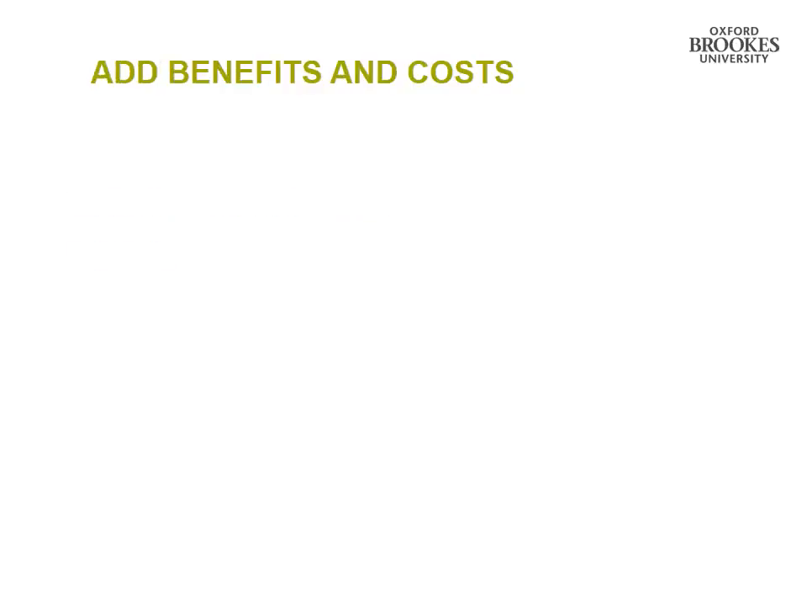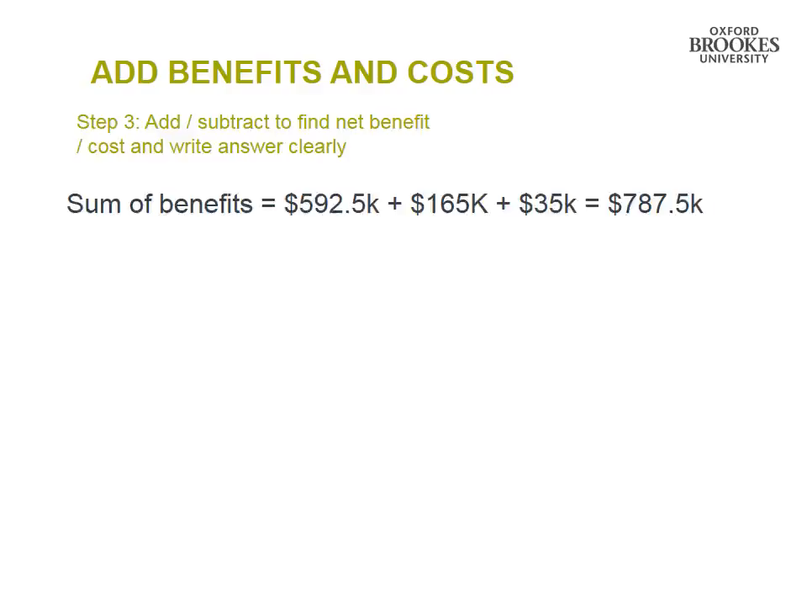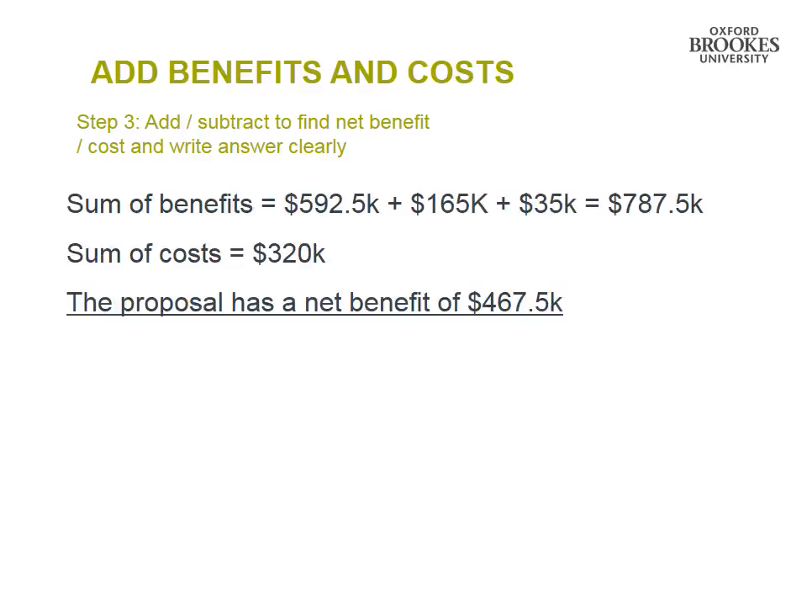Put it all together, we have to add up the benefits and the costs, work out the net benefit or net cost. So add and subtract to find the net benefit, and we need to write our answer clearly. So the sum of the benefits was those three numbers, 592, 165, 35, to give us 787. And the sum of the cost, there was only one cost, so we don't have to do anything difficult there, 320k. The proposal has a net benefit of 467k. There you are. That is what would appear on your answer sheet, and you've done the question, and you can move on to the next one.